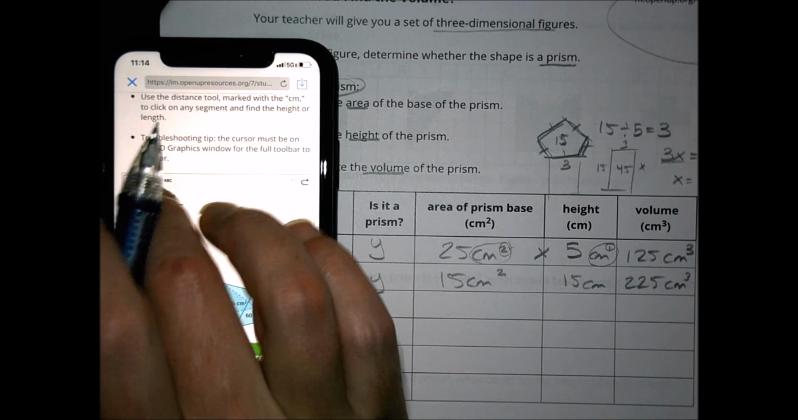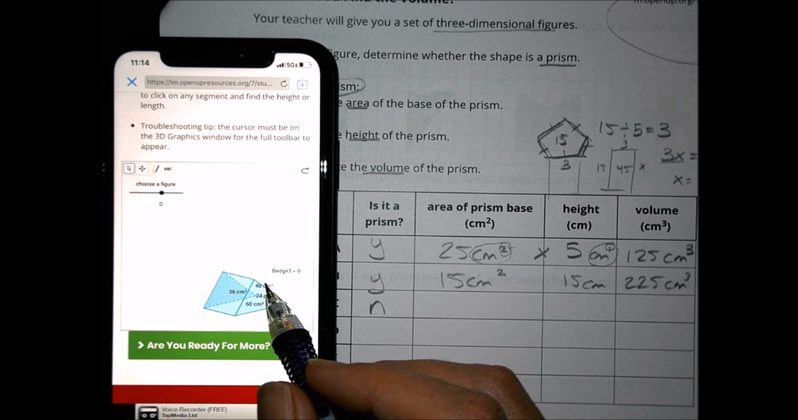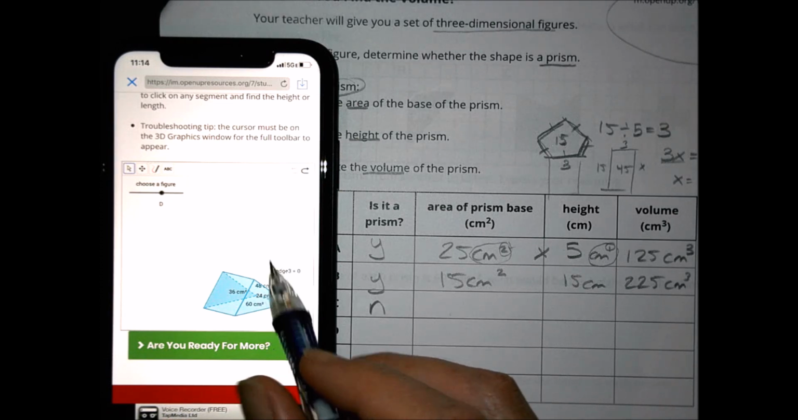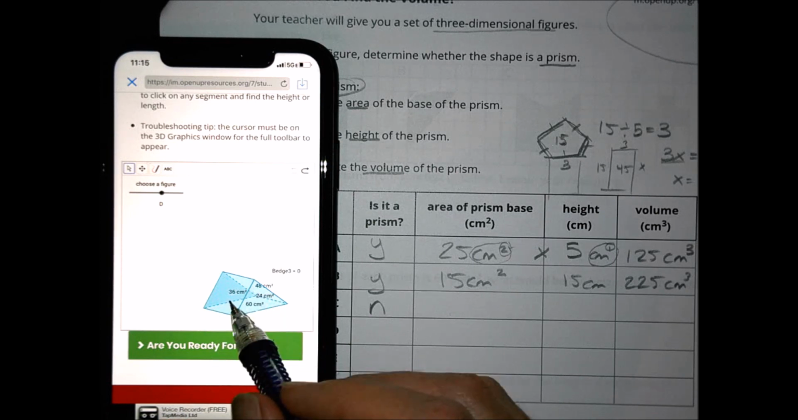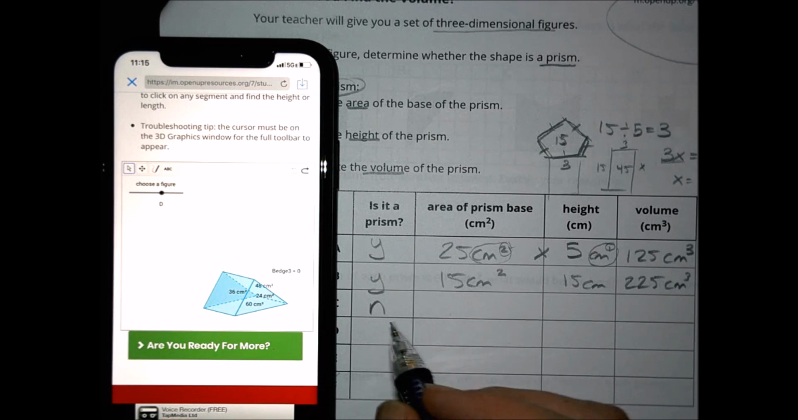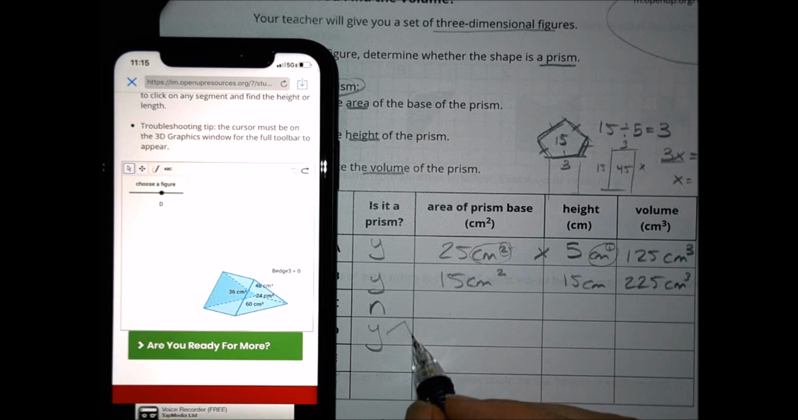All right, let's go to D. For D, here we can see that we have a couple things going on. I have a triangle here, a triangle on the back side, and then you can see you have a square, and a square or a rectangle shape there. That indicates to me that yes, this is a prism. We have a base, and our base just happens to be a triangle.